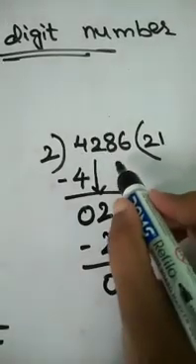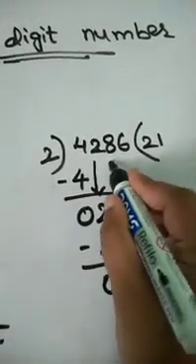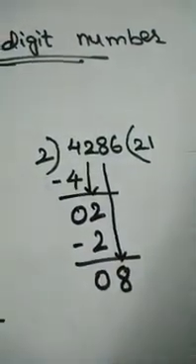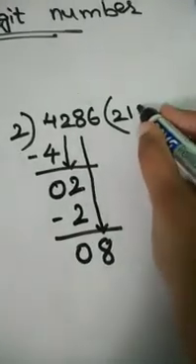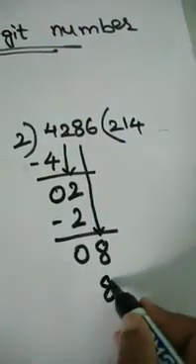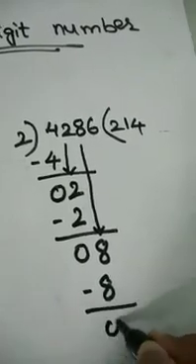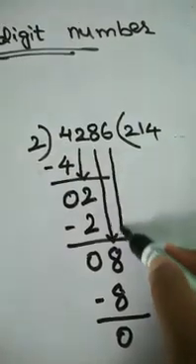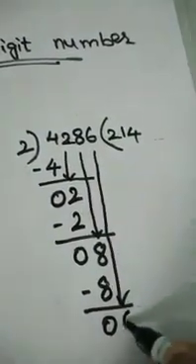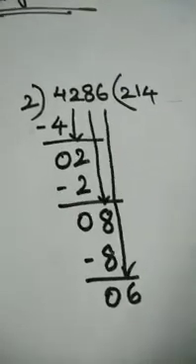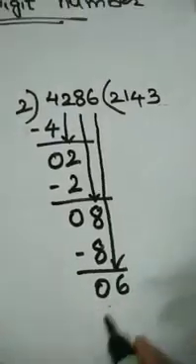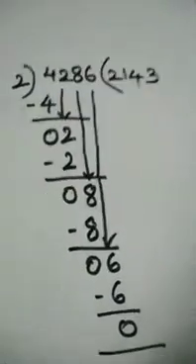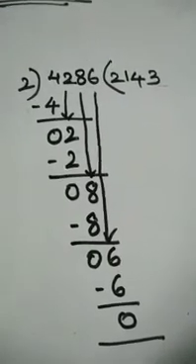The next digit is 8. We bring the digit down and check. In the 2 table, 8 will come. Yes, 2 fours are 8. So 8 minus 8 is 0. The last digit we bring down is 6. In the 2 table, 6 will come. Yes, 2 threes are 6. So 6 minus 6 is 0.